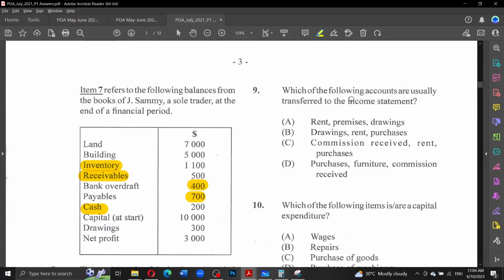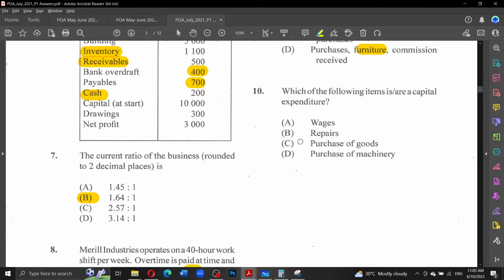Coming up here, which of the following accounts are usually transferred to the income statement? So let's see items that belong to the income statement. Rent, premises, non-current asset, not in the income statement, balance sheet. Drawings, once again, balance sheet. Commission received, rent, commission received, income, expense, purchases. Okay, this is correct. Let's see what D has. Purchases, furniture. Furniture is a non-current asset. The answer for this is C.